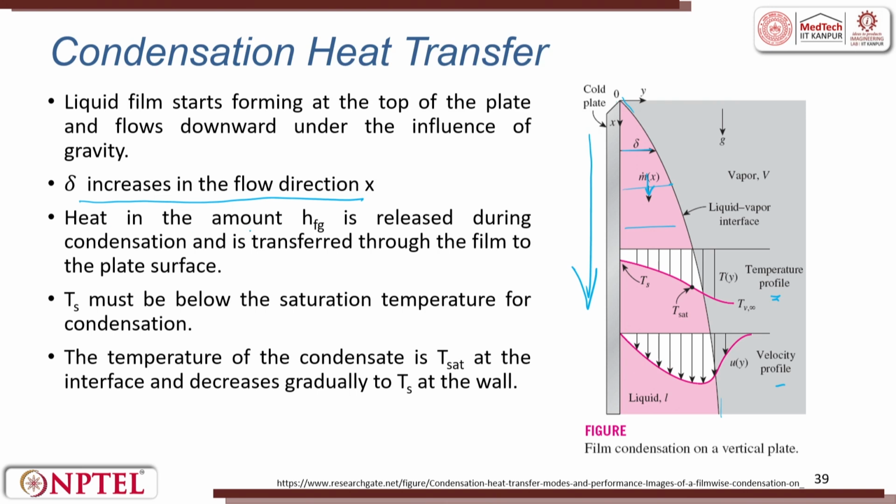The heat in the amount hfg is released. The heat is released during the condensation and is transferred through the film to the plate. So, from here to here there is a release of heat. Ts must be below the saturation temperature for the condensation to happen. The temperature of the condensate is Tsat at the interface and it keeps decreasing gradually to Ts. From Tsat it goes to Ts at the wall.